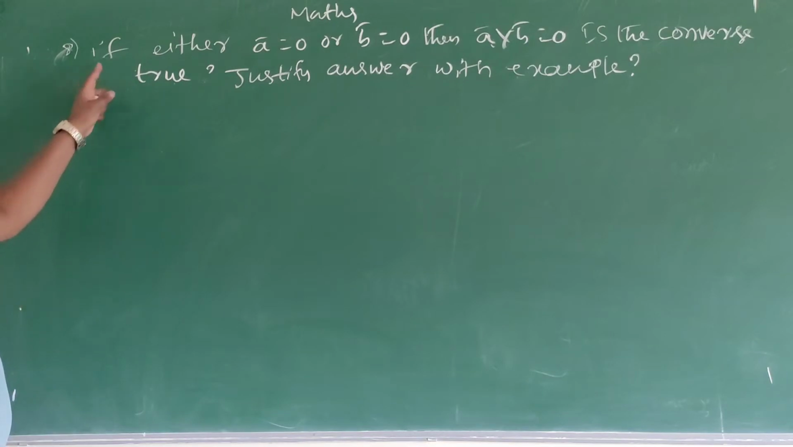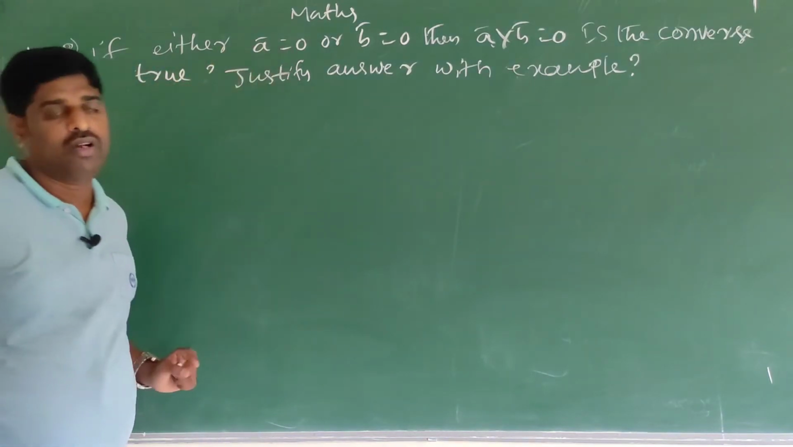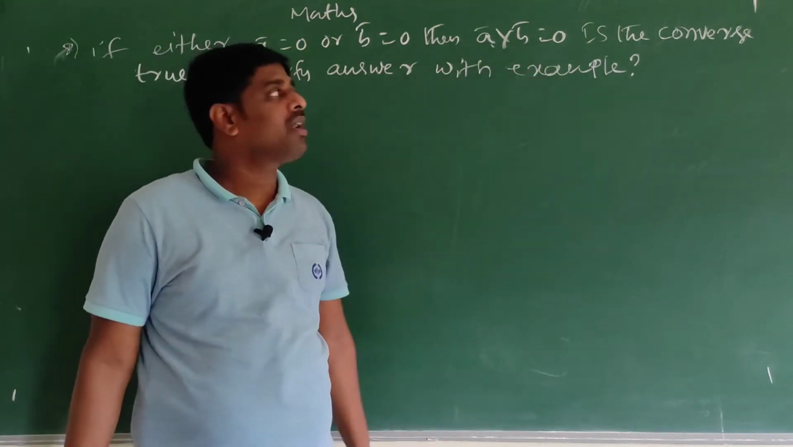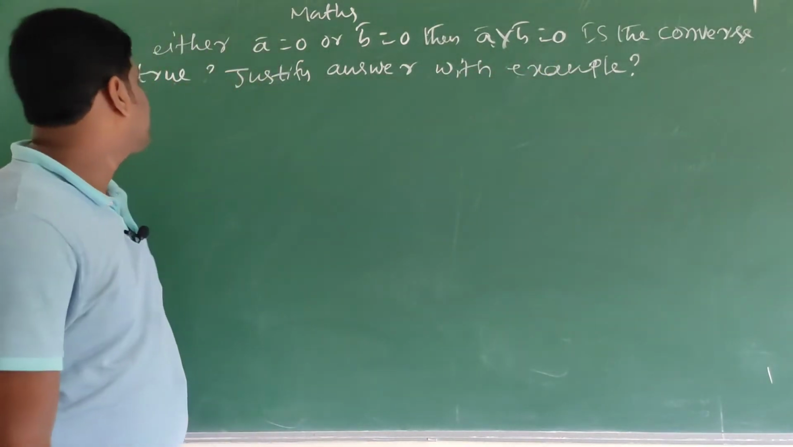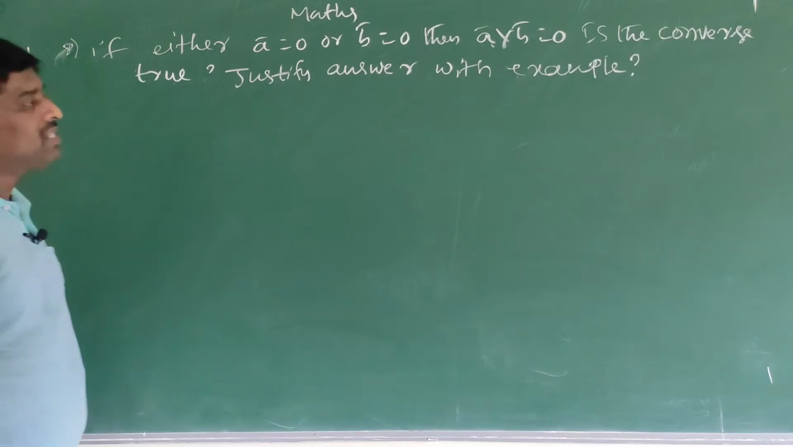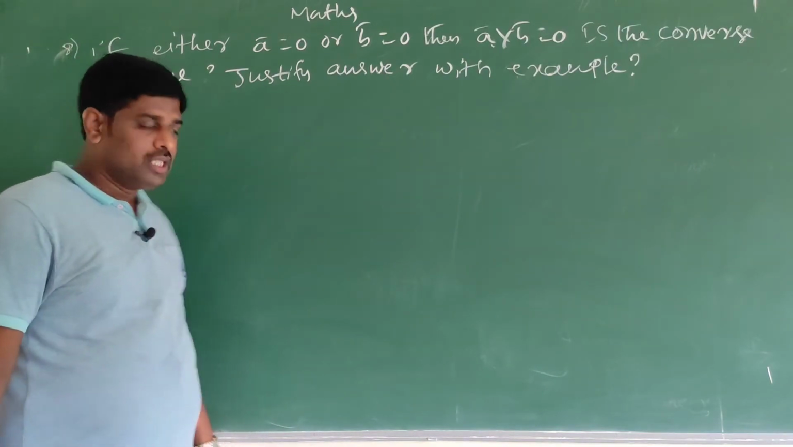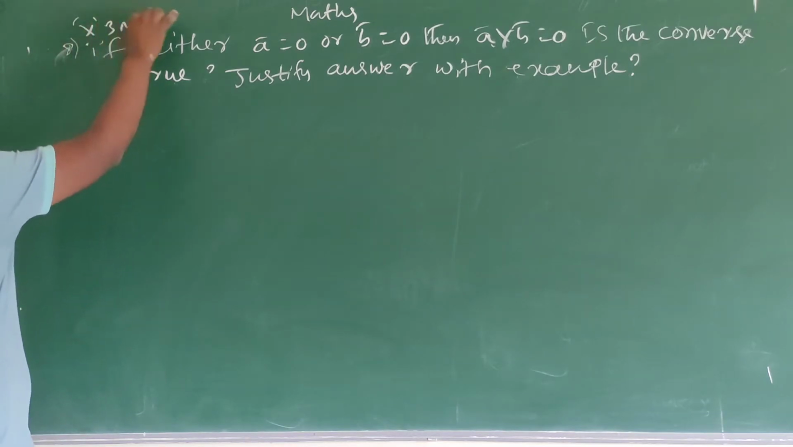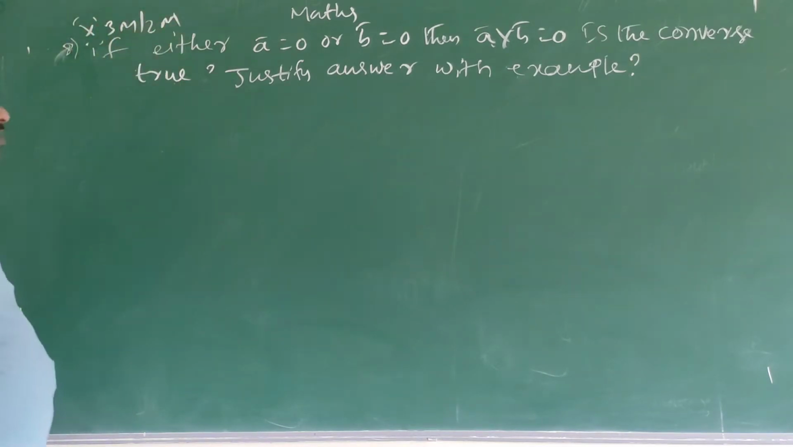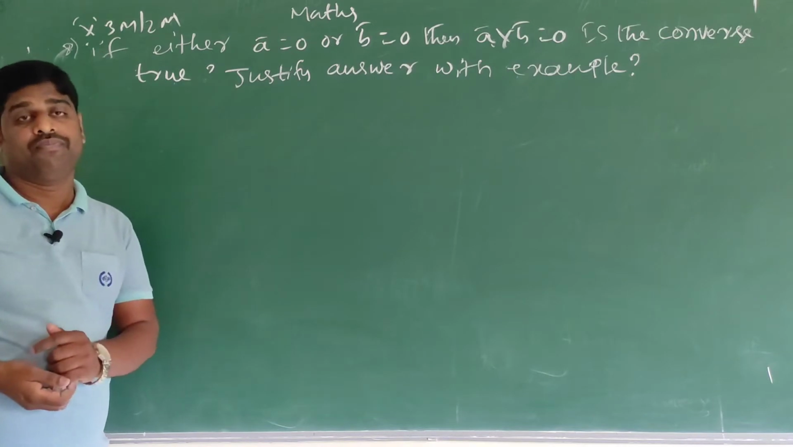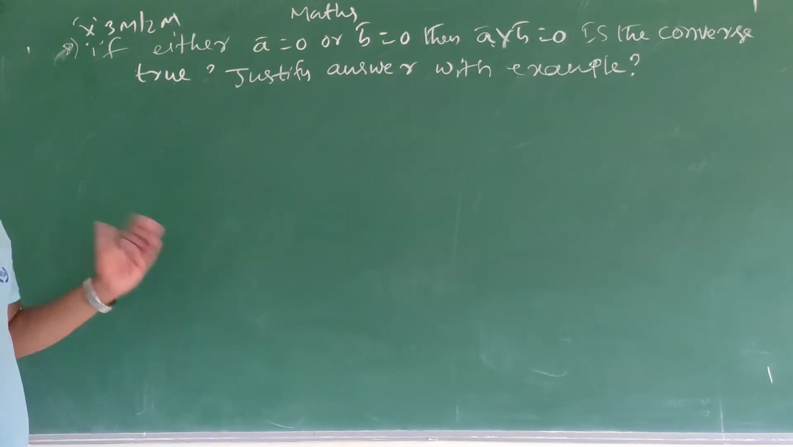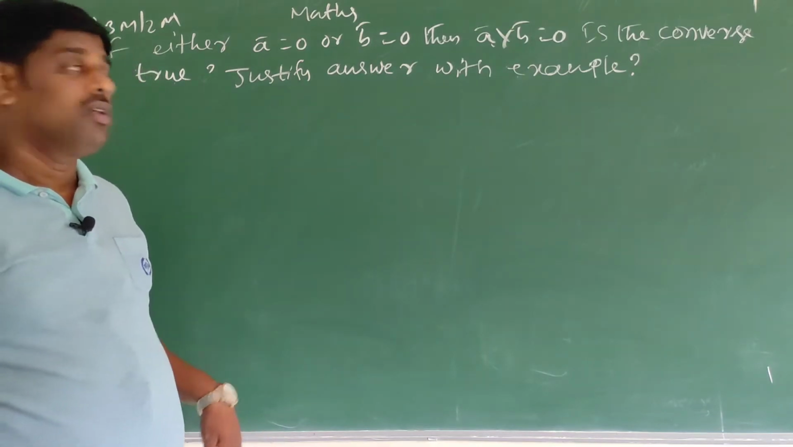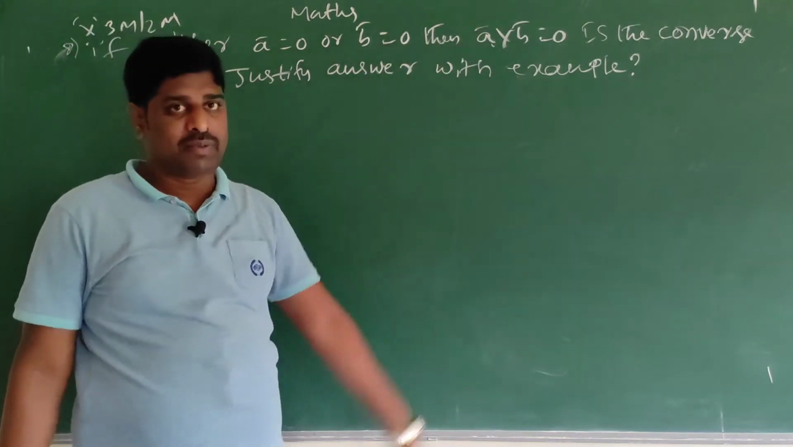If either a bar equals 0 or b bar equals 0, then a bar cross b bar equals 0. Is the converse true? Justify your answer with an example. This problem is very important for 3 marks or 2 marks in the board exam. A similar problem came for the dot product, but the same problem will come for the cross product.